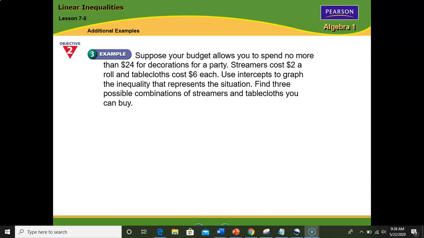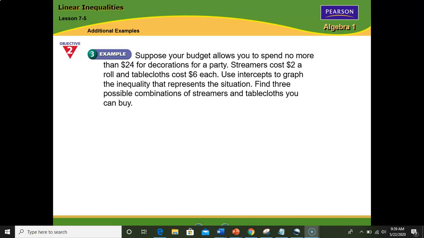It says use intercepts to graph. In the past couple of exercises, when we have been graphing these inequalities out of context, we have been rewriting the equations that they give us in slope-intercept form. So here's an example where they're going to show you how to graph the boundary line of the inequality using intercepts. The reason they're going to use intercepts here is because this is a real life situation. So our graph will only be in quadrant 1.